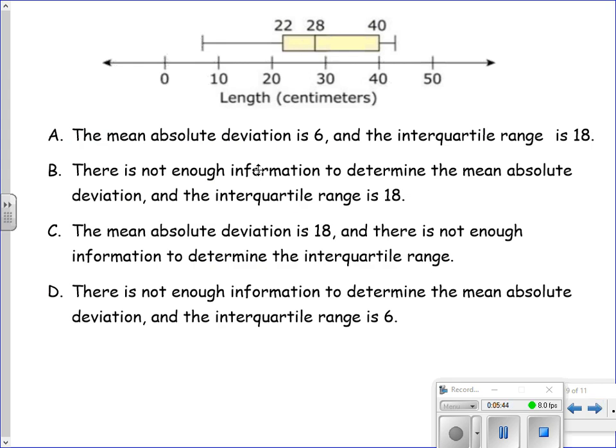So the actual guided instruction problem was just a multiple choice question. On this box plot, do we have enough information to determine that the mean absolute deviation is 6? Well, no. We don't know what the average is, so we certainly can't find the difference of each of these data items from that average. So it's not A. Is there enough information to determine the mean absolute deviation? No, there's not enough information to determine the mean absolute deviation, but the interquartile range, as we said, was between 22 and 40. That was 18. So that's our answer.